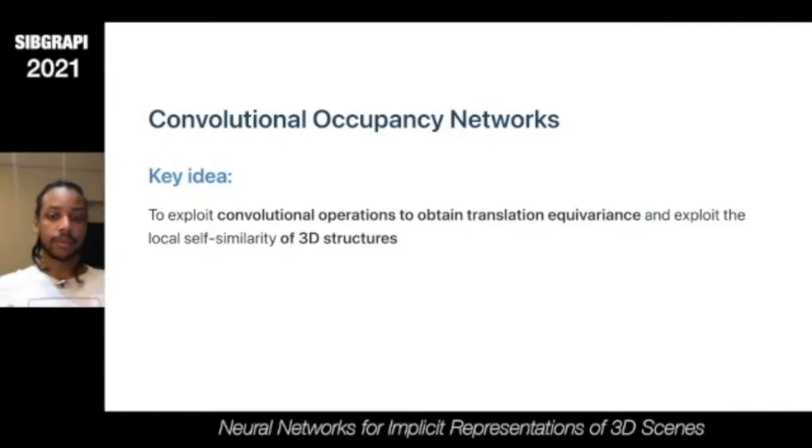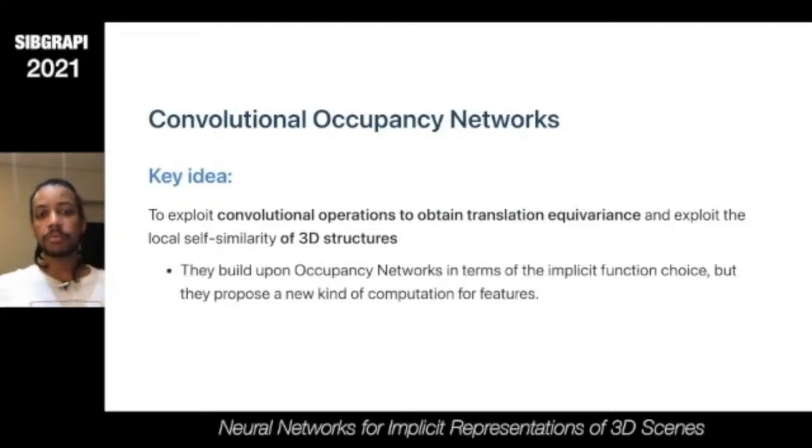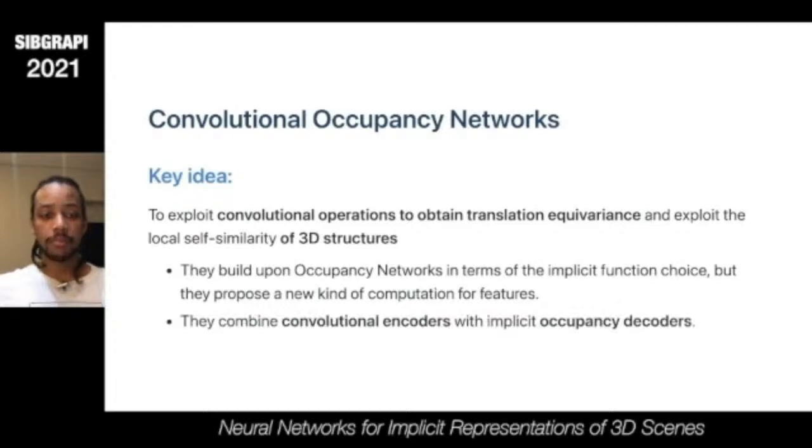And more than that, if you learn how to reconstruct a single chair and you have multiple chairs that are similar to this first one, you'd like your model to use this acquired knowledge to make the reconstruction easier and maybe faster. So we'd like to also exploit the self-similarity of 3D structures in the scene. They build upon occupancy networks in terms of the implicit function choice, but they propose a new kind of computation of features by combining convolutional encoders with implicit occupancy decoders.